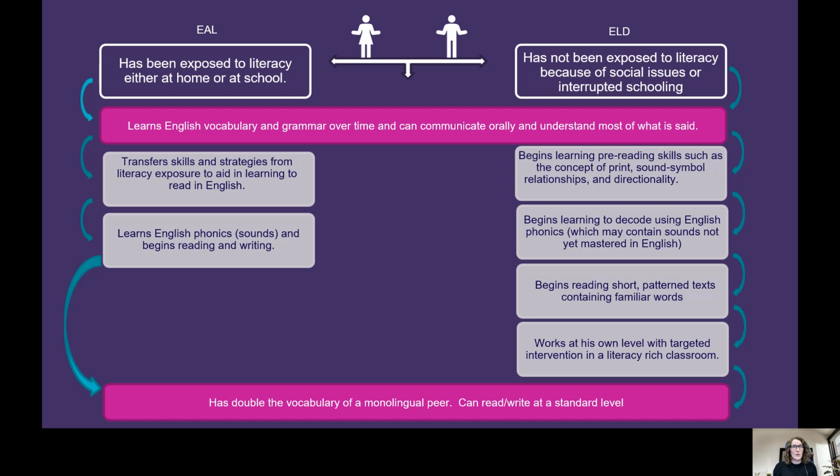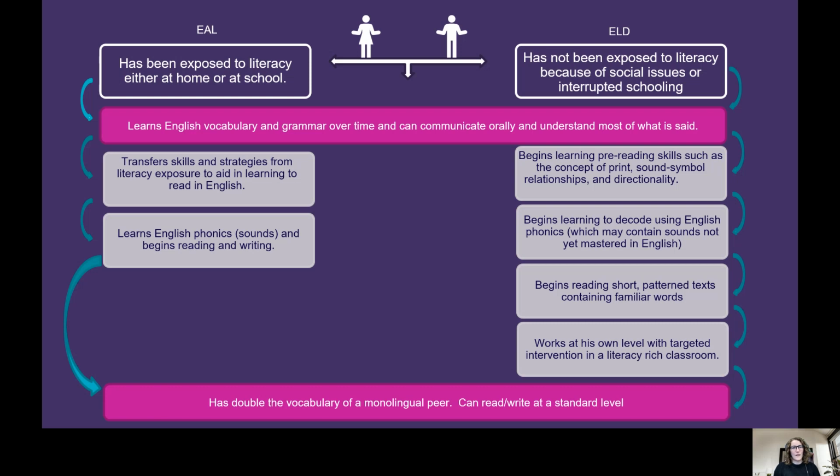So if we have two students side by side, one who has their first language literacy intact, one who does not, we can kind of compare their pathway. And this is why when we say that EAL students take about 1 to 3 years to catch up, or 3 to 5 years to be on par with their peers, where ELD students take 5 to 7 years, this is the difference in the time. It's not even necessarily that they're learning slower, it's that it takes that much more time to catch up.